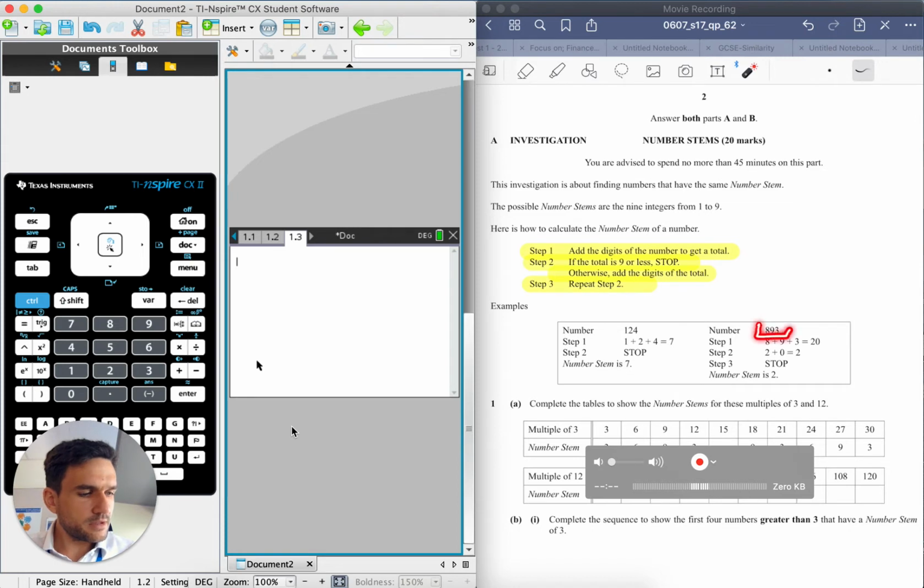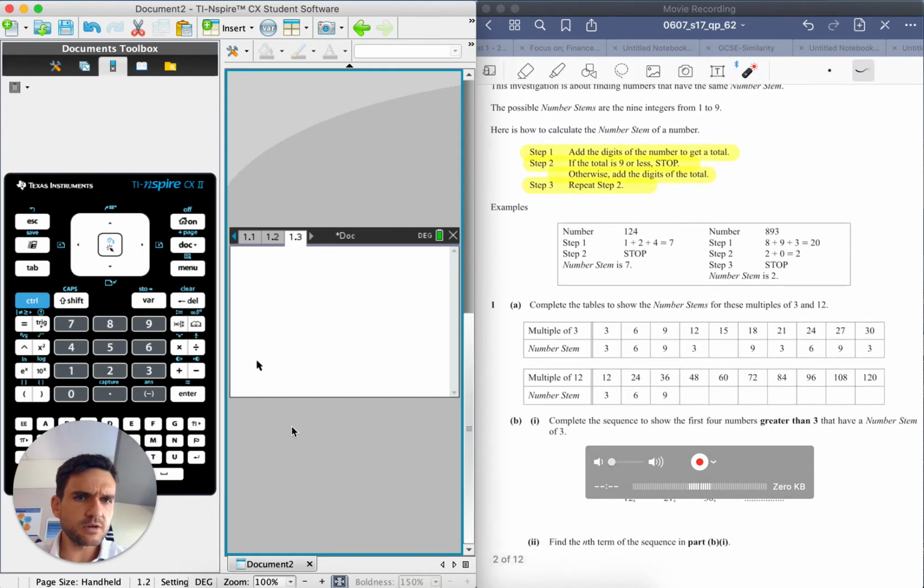Hopefully they give me an example of where I don't stop, and that's what we've got here. We've got 893, which means we add together 8, 9 and 3 to get 20. Now 20 is not 9 or less, so we need to add the digits of the total. Take your 20, add together the 2 and the 0, and we get an answer of 2. Now it's 9 or less, so we stop, and our number stem here is 2. So it's really breaking down a number into parts.